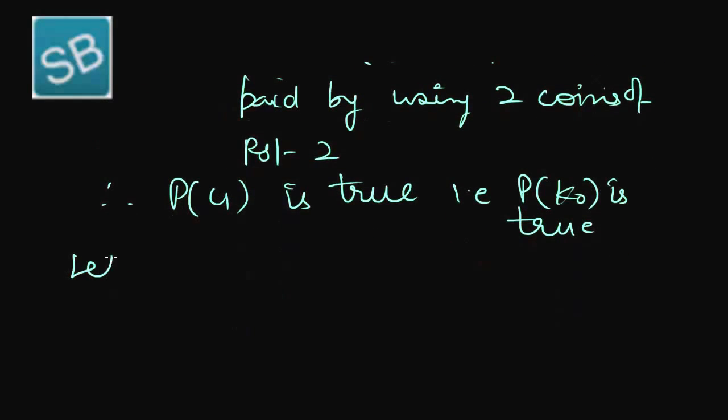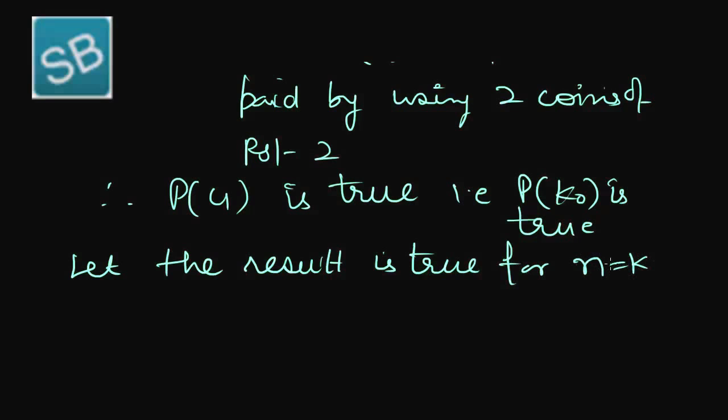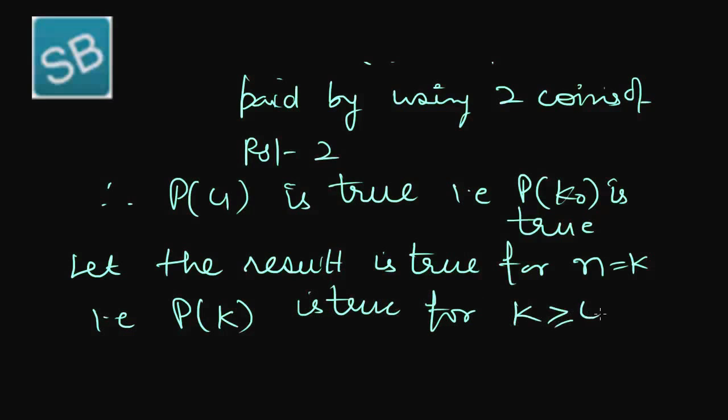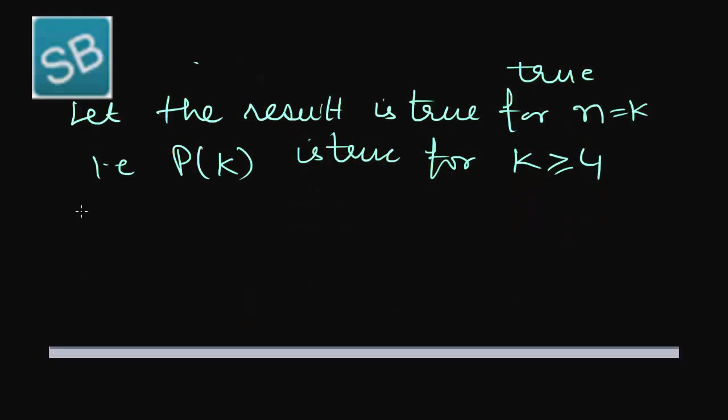Now, let the result be true for n equal to k. That is, k rupees payment is done by using only 2 rupees coins or 5 rupees coins. So P(k) is true for the payment k greater than or equal to 4. Next, as P(k) is true, we have to prove the result for n equal to k plus 1. So let n equal k plus 1.